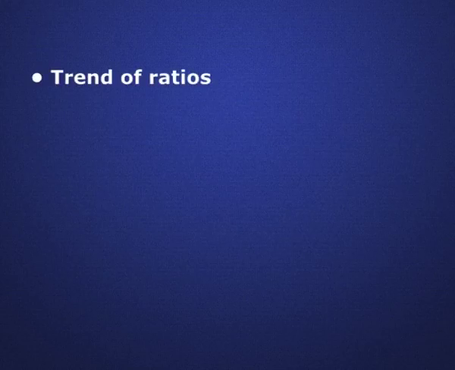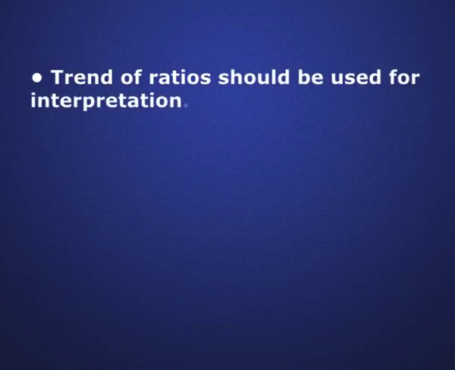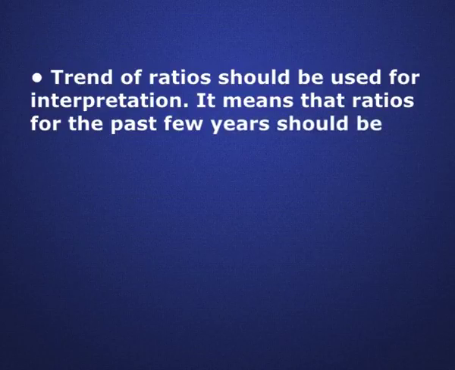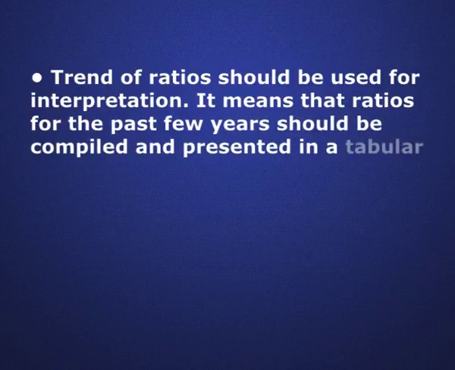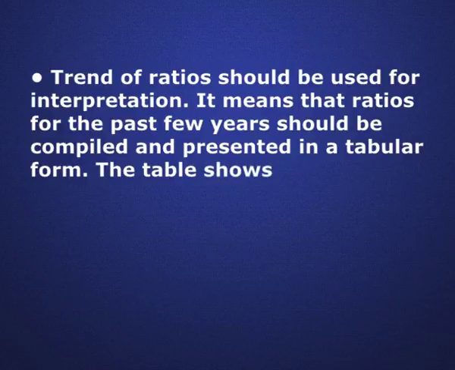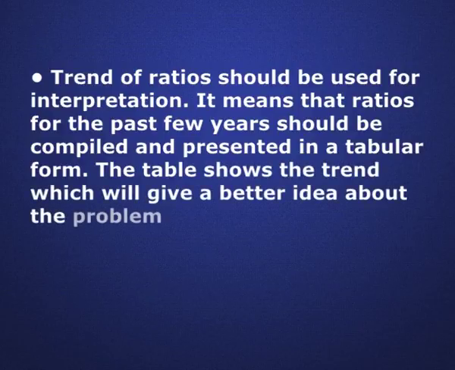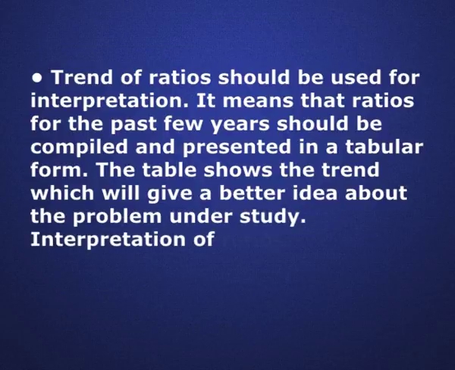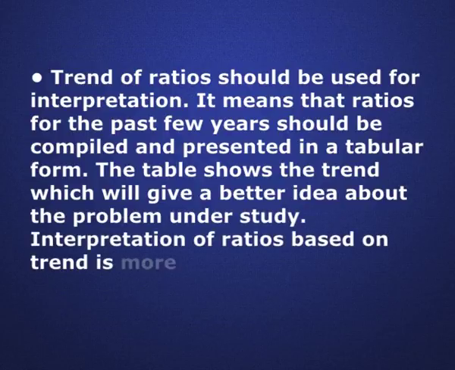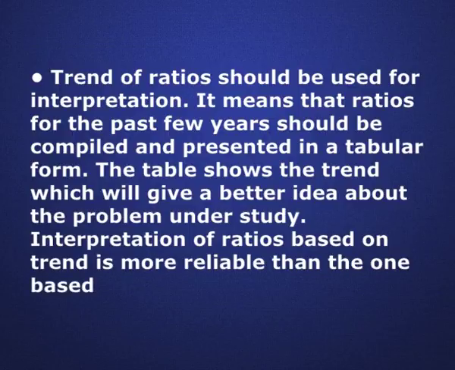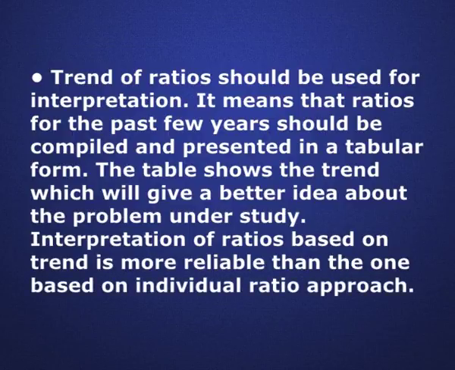Trend of ratios should be used for interpretation. It means that ratios for the past few years should be compiled and presented in a tabular form. The table shows the trend, which will give a better idea about the problem under study. Interpretation of ratios based on trend is more reliable than the one based on the individual ratio approach.